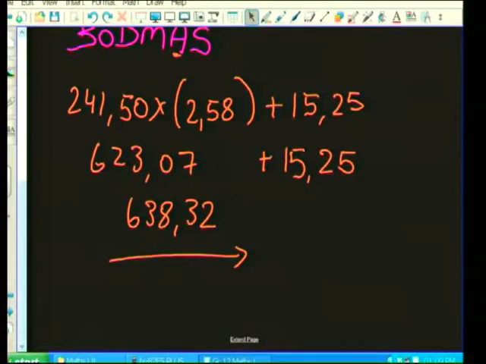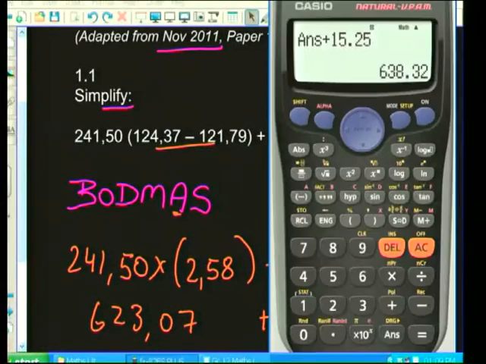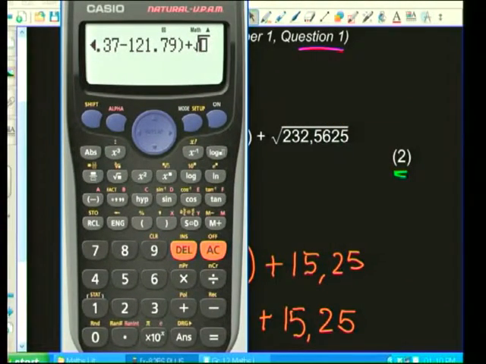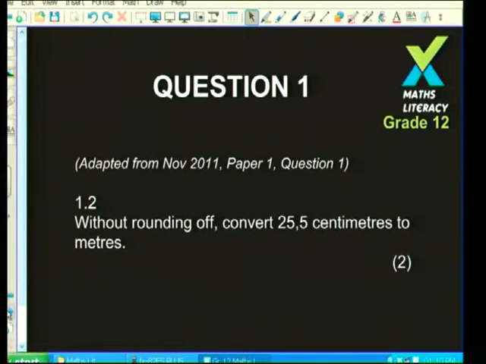Let's find the question again and show you what I mean with your calculator. We can actually type it in exactly the way we see it. 50, open brackets, 124,37 minus 121,79, close the bracket, plus the square root, let's just move our calculator, of 232,56, remember, check as you're going along, 25, get an answer, 638,32. Hey, I think it's time to move on to the next question, without rounding off. So they don't want us to round off the answer.